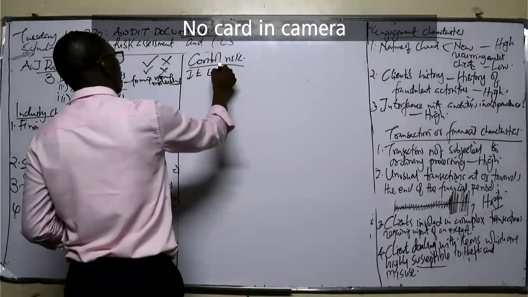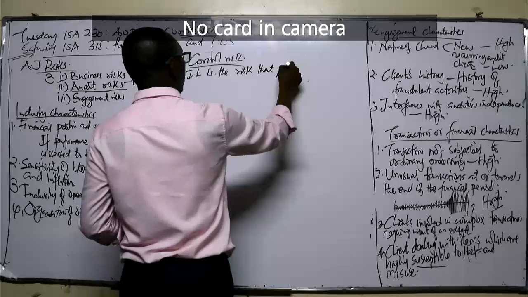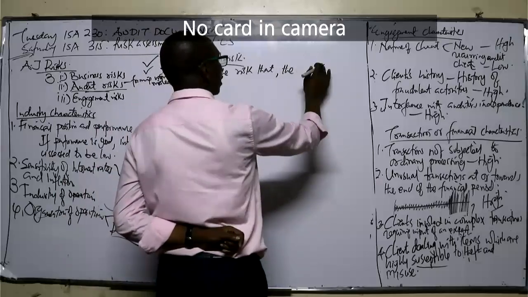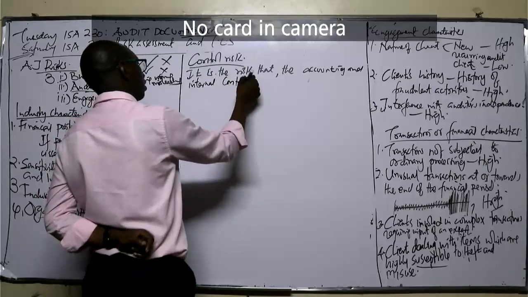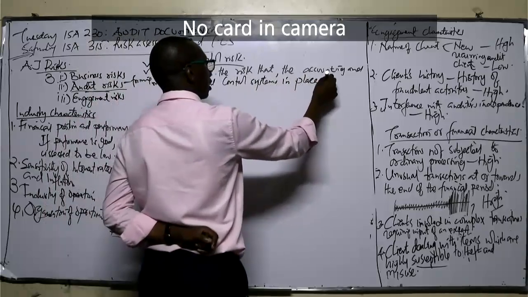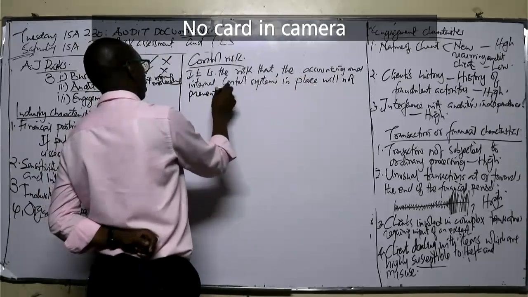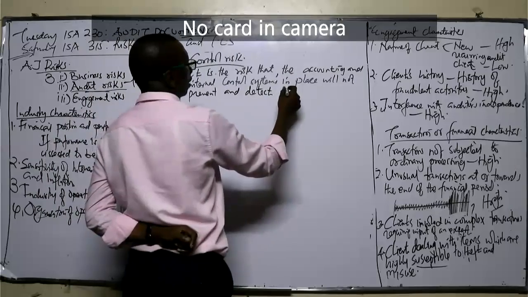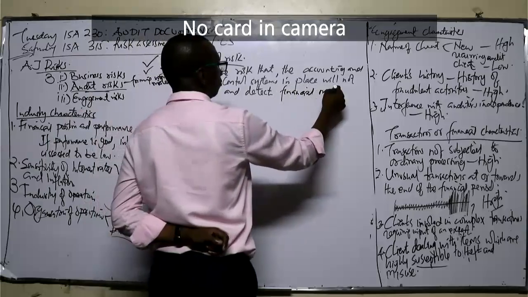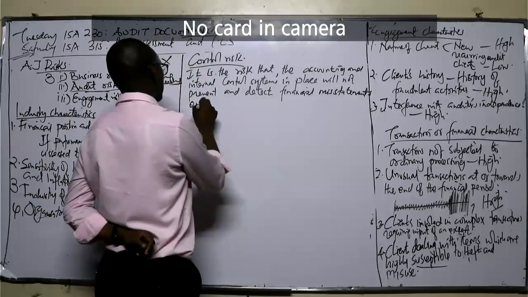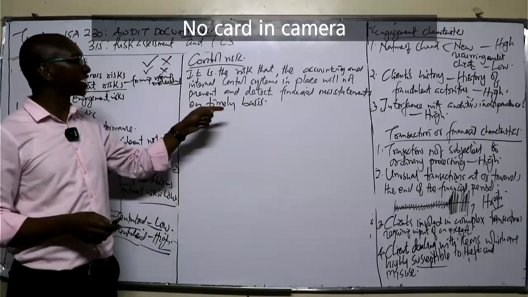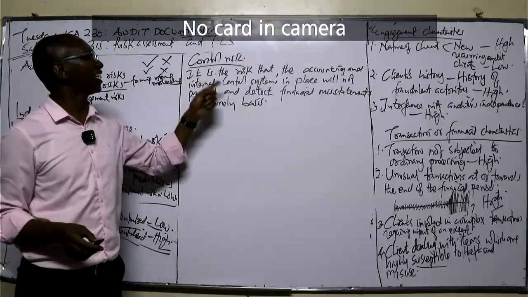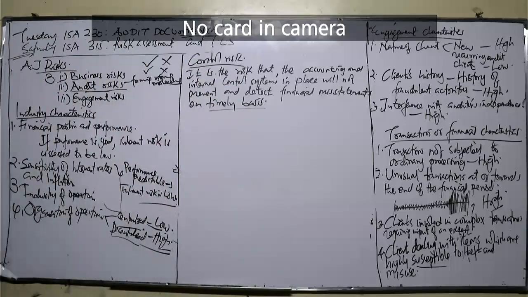So control risk is the risk that the accounting and internal control systems in place will not prevent and detect financial misstatements on a timely basis. So unlike inherent risk, where we said we lack controls, in control risk, we have them. Only that they're not able to prevent and detect financial misstatements on a timely basis. The controls are there, but still, errors and frauds find their way. That's what it means.